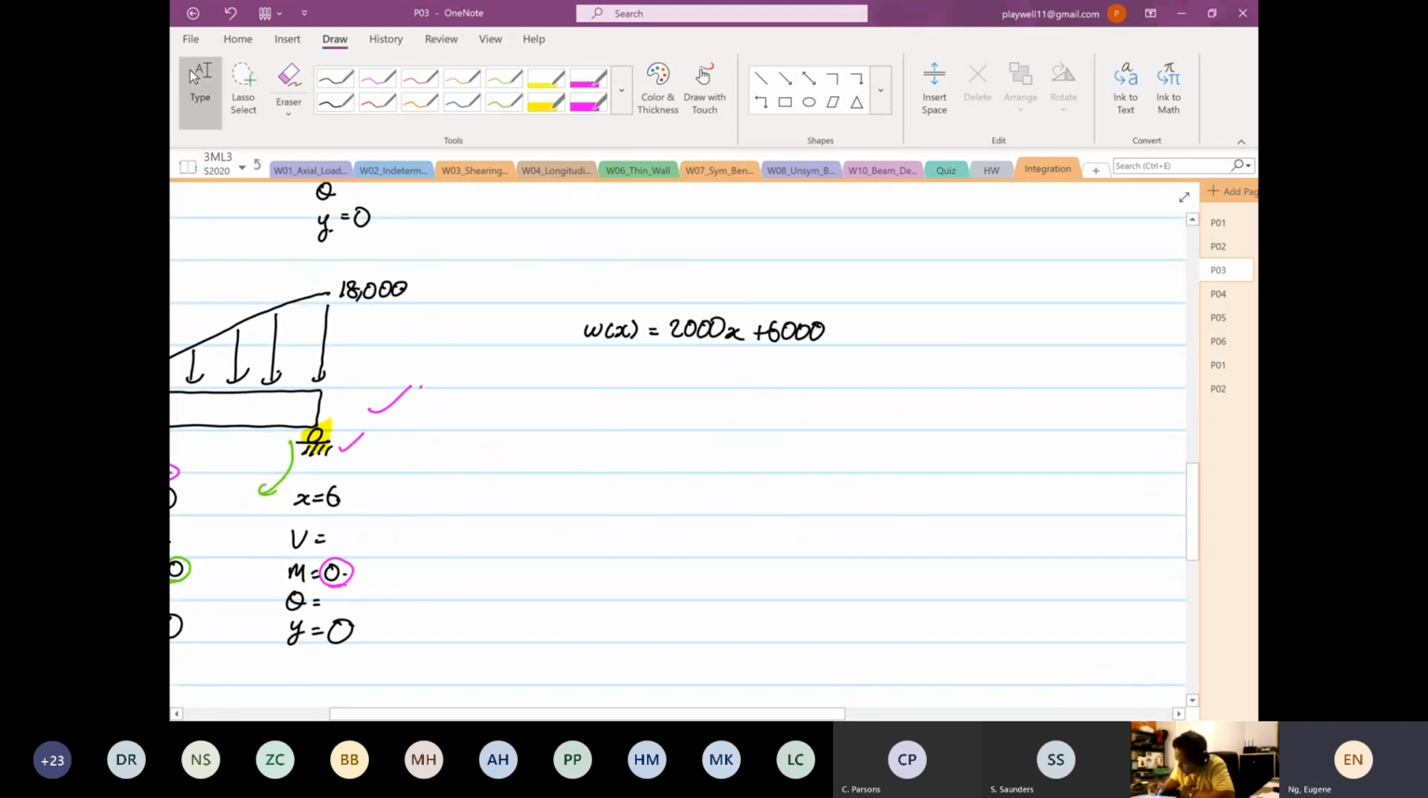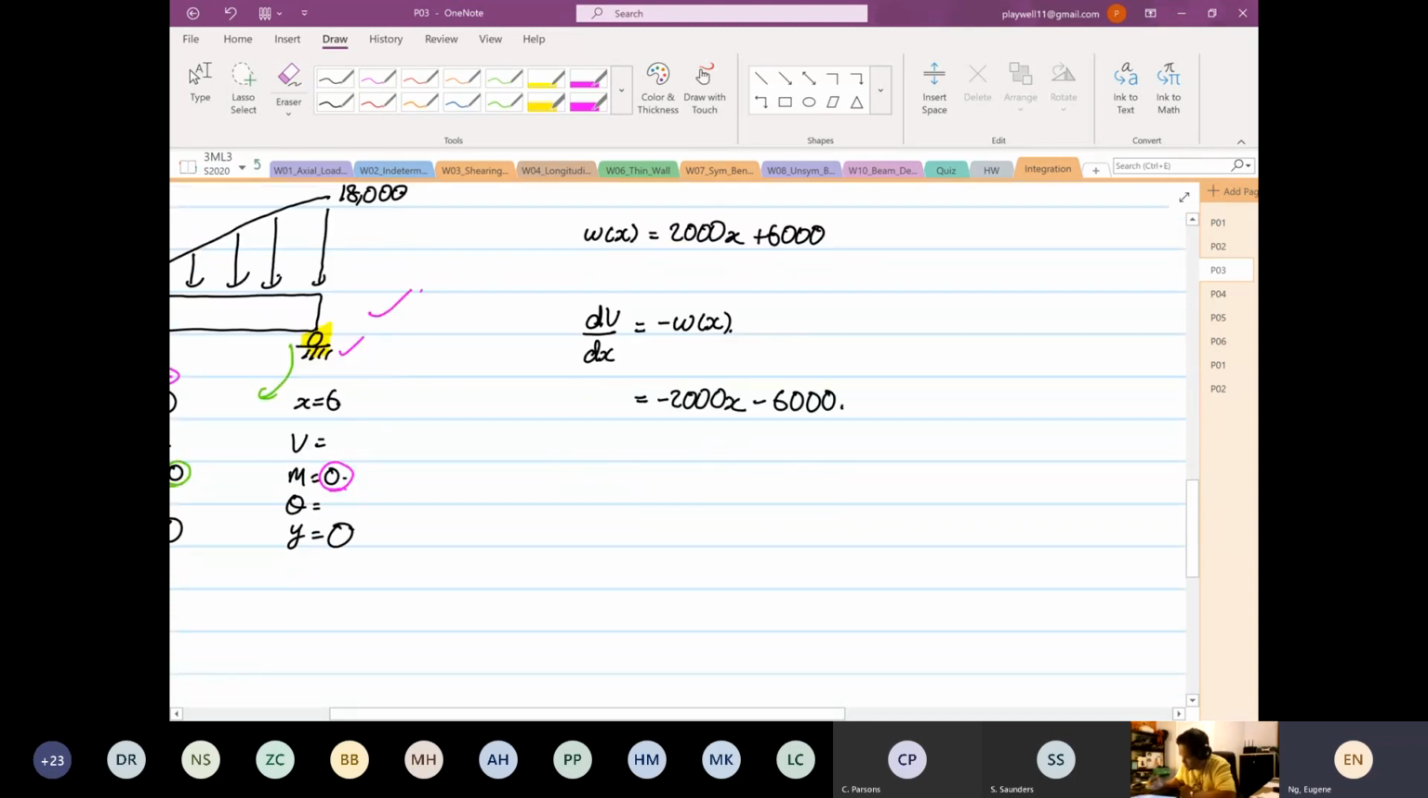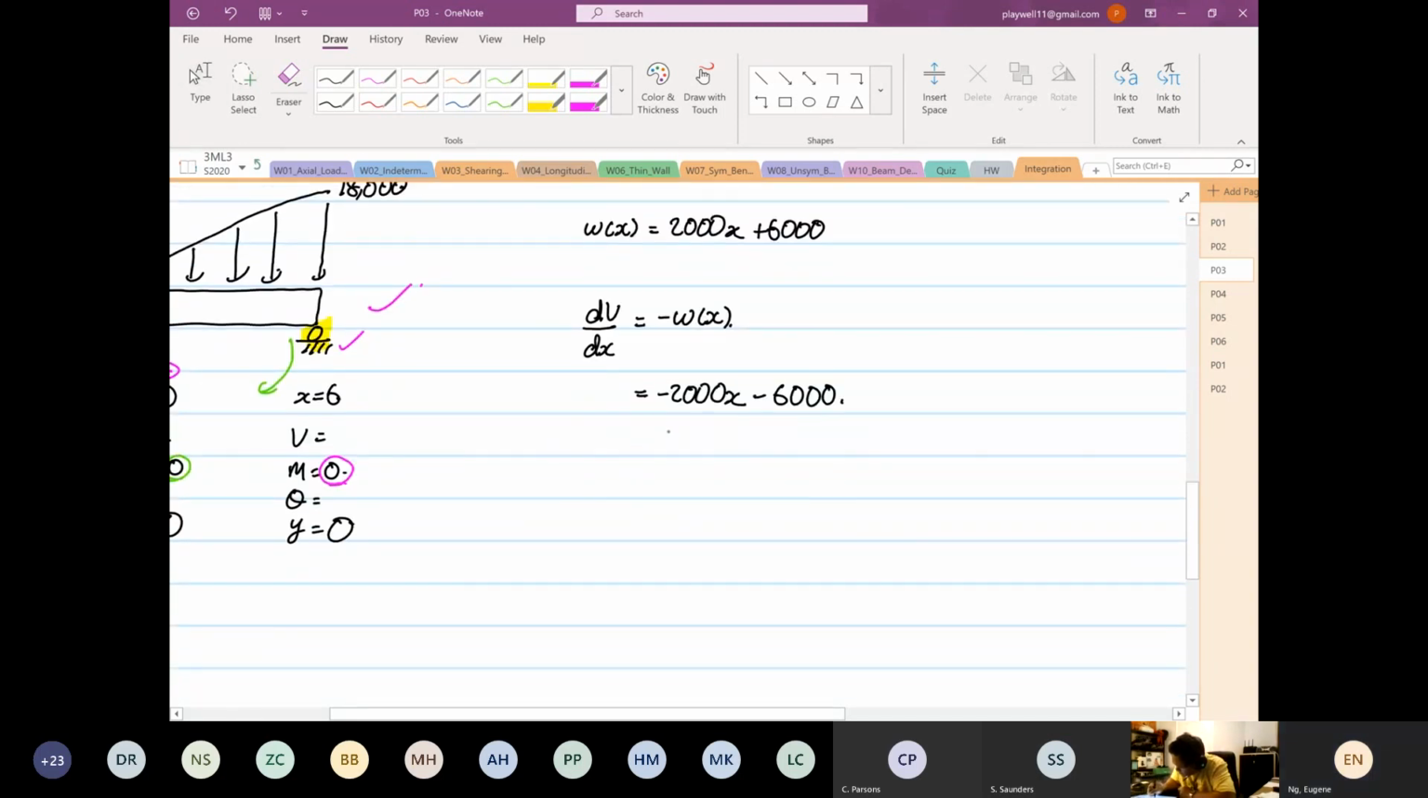So we know that dV over dx is equal to minus omega as a function of x. So this is equal to minus 2000x, sorry, minus 2000 x squared, sorry, minus 2000 times 6000. Am I right? So the next thing that we do is we integrate.